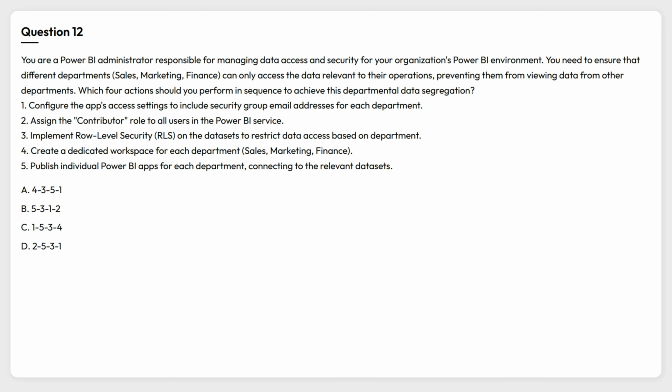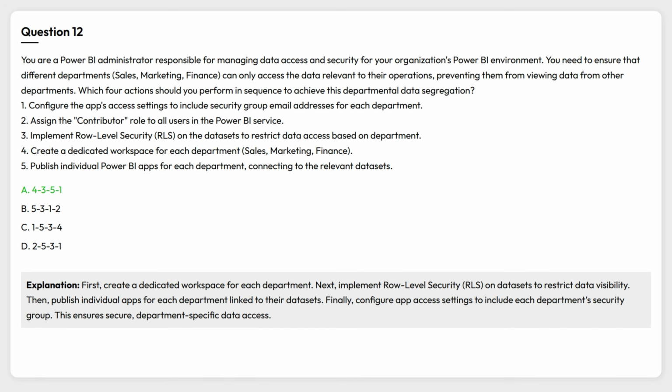Option A, 4, 3, 5, 1. Option B, 5, 3, 1, 2. Option C, 1, 5, 3, 4. Option D, 2, 5, 3, 1. Correct answer is option A, 4, 3, 5, 1.